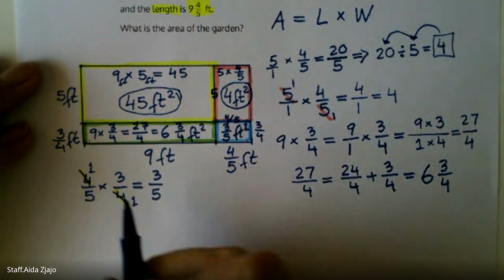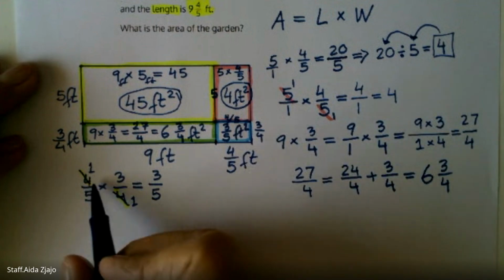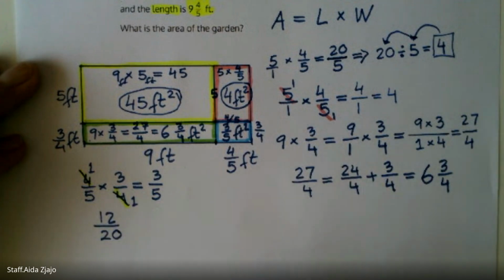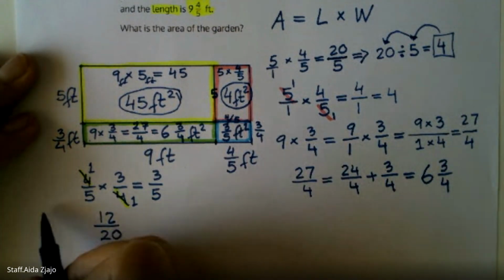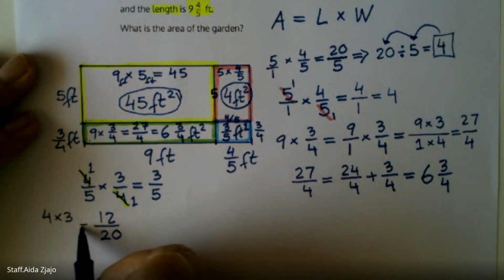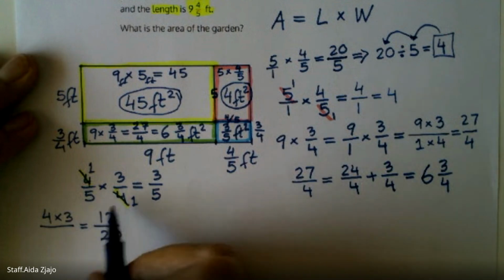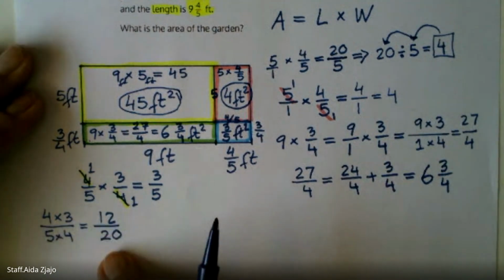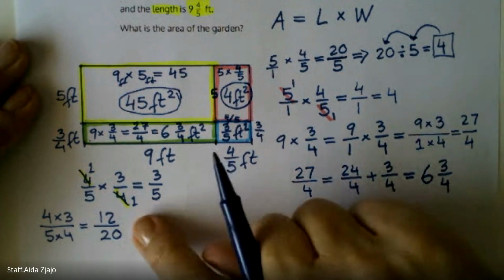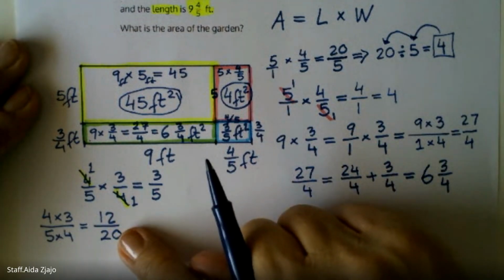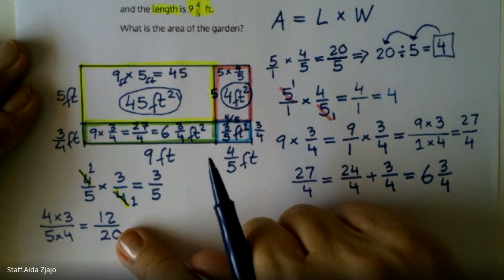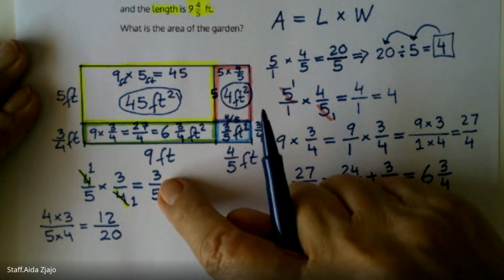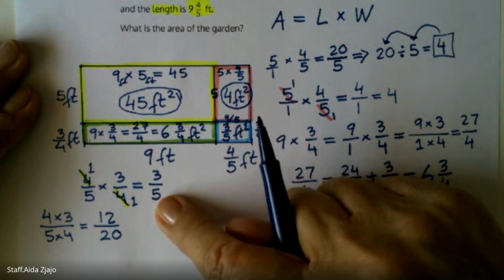Also, this proves it. 4 times 3, if you don't know that 4 times 3 is 12, 5 times 4 is 20. If I follow that rule of numerator times numerator and denominator times denominator, I will get 12/20. But then 12/20 is not the simplest form of the fraction. I can put pieces together and create bigger pieces. I will create 3 pieces of fifths.